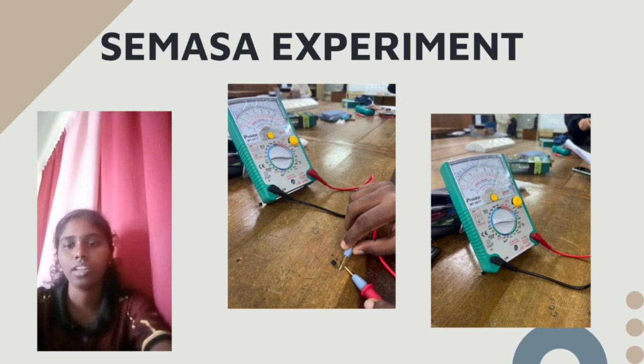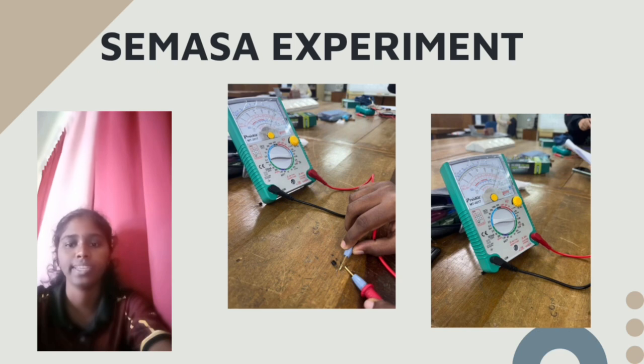In conclusion, Q1 is confirmed as an NPN transistor and Q2 as a PNP transistor based on how they respond to the multimeter's polarity. Base, emitter and collector are identified based on the voltage across junctions. That's all from me. Thank you so much.